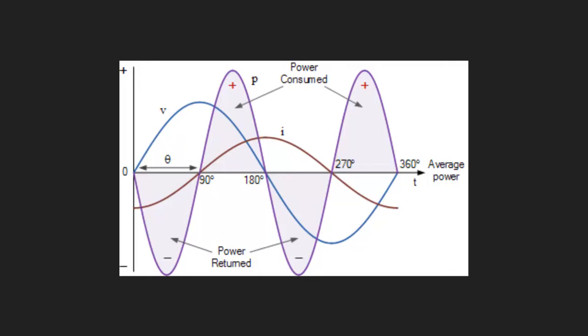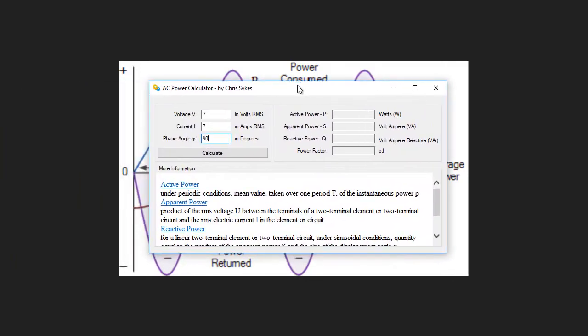You use no power, and I'll show you that now. I have a small calculator I've built. We're just going to use 7 as the volts and amperes, and the phase shift in this case is 90 degrees. So if we calculate, active power is 0, so there's no active power in the circuit at all. Apparent power is 49, 7 times 7 is 49. Reactive power is 49, that's volt ampere reactive, and the power factor is 0. So all the power is in the reactive component.